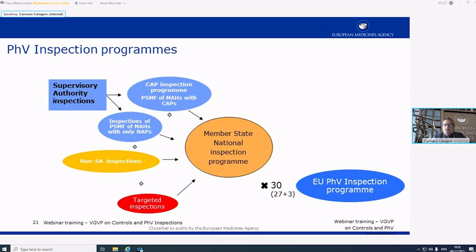All of these inspections are part of the member states' national inspection program, that is, the 30 member states, including all the European Economic Area member states. And this is the European Pharmacovigilance Inspection Program. So all of these programs are included in the European Pharmacovigilance Inspection Program. I hope this is clear.